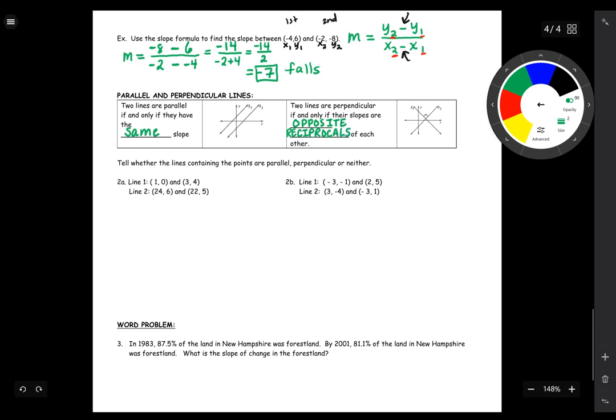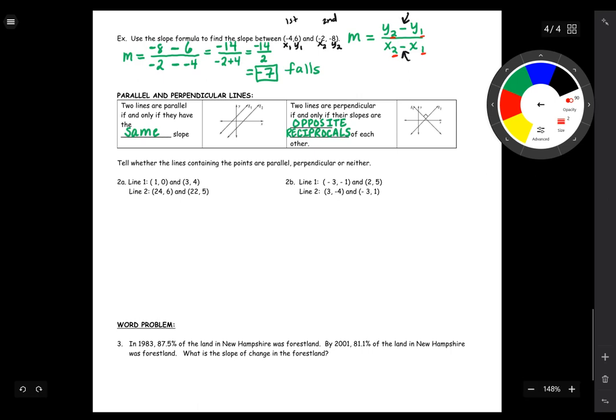Reciprocals of each other. And remember, reciprocal is flipping the fraction. So the numerator would then become the denominator, and the denominator would become the numerator. So let's see, by using the slope formula, if two lines are parallel, perpendicular, or neither.